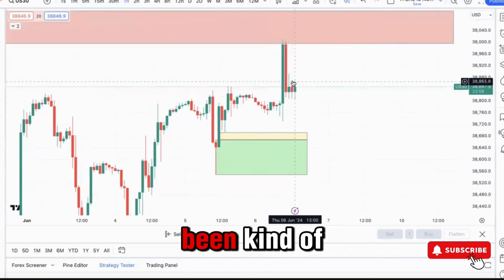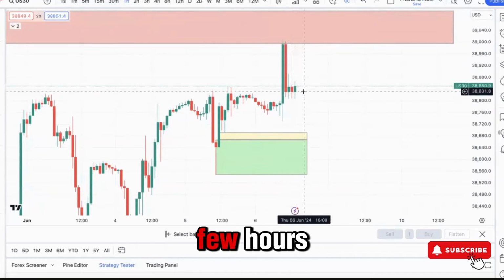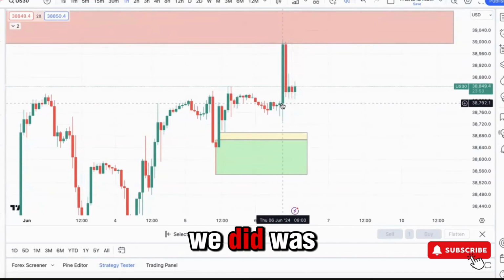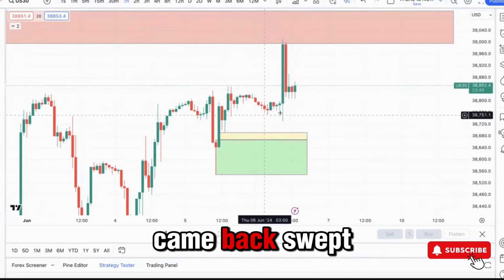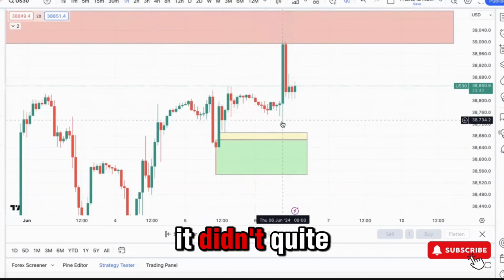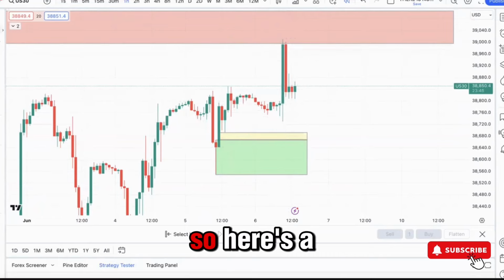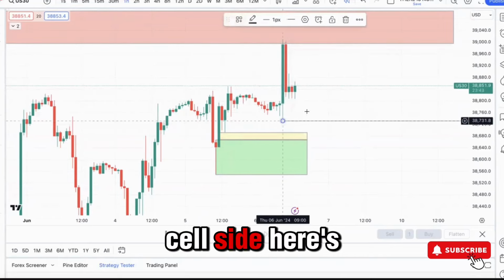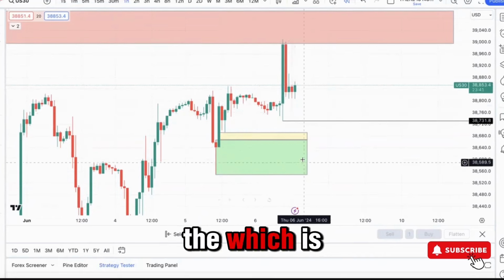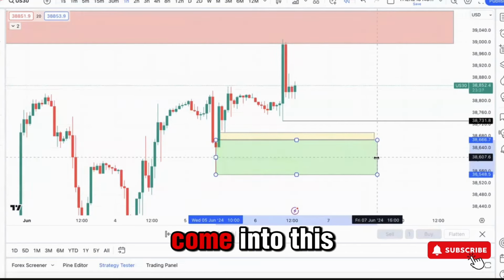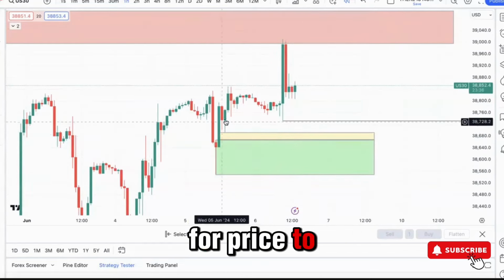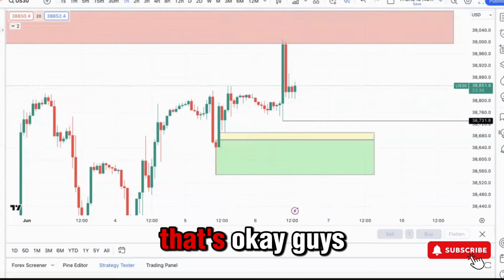So price has been moving sideways for the last few hours. This morning it gave us a nice push up, came back, and swept some lows. It didn't quite go into this area. So here's some sell side liquidity, which is a target, as you know. And it did not come into this area. A lot of people were waiting for price to come into this area. It did not. That's okay, guys.